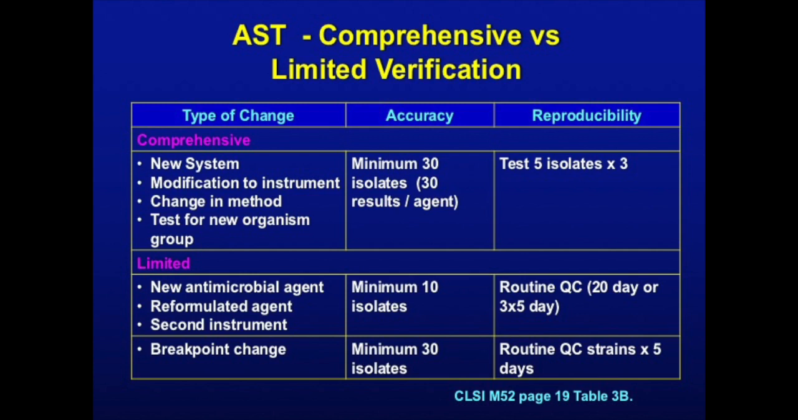For reproducibility, you would be testing 5 isolates 3 times. If it's a limited verification, we have examples of what would be considered a limited verification. You would want to test a minimum of 10 isolates. Your routine QC, either your 20/30-day plan or your 3x5 plan, would satisfy the reproducibility requirements. If you just have a breakpoint change, we would want to do a minimum of 30 isolates and do your routine QC strains for 5 days.